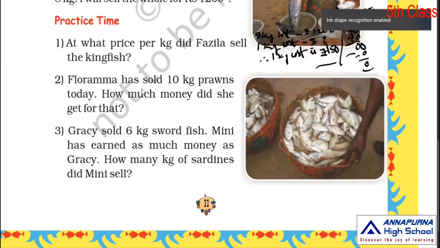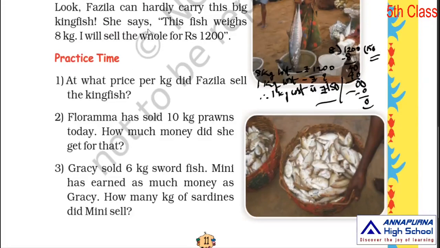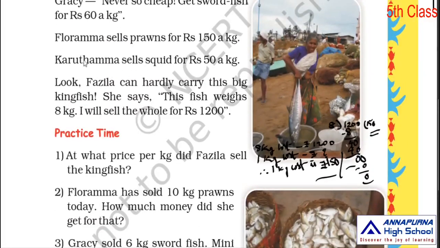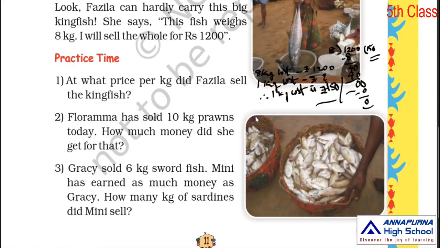Second one is, Florama has sold 10 kg prawns today. How much money did she get for that? Where is Florama? Florama sells prawns for 150 rupees per kg. That means 1 kg cost is how much? You just write down 1 kg cost is 150 rupees. So here how many kgs did she sell? 10 kgs. Therefore 10 kgs cost.